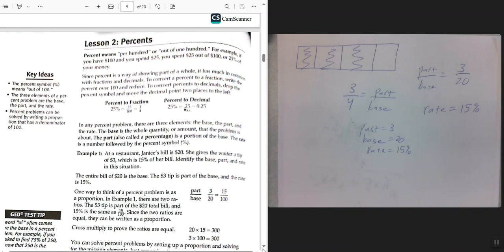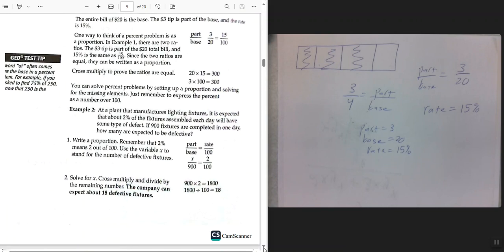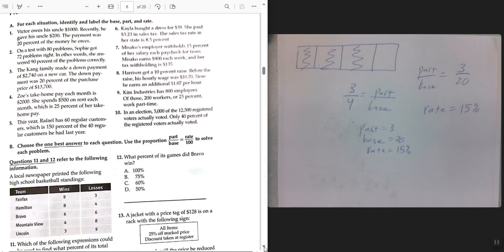Okay, now we scroll down here. They want us to basically write this problem out, but we will get to that a little later. I want to concentrate now on the problems at hand. All right, so now we look at number 1. It says for each situation, identify and label the base, the part, and the rate. All right, so I'm not going to go through every problem. I think what I want to do is just go through the even ones from 2 to 10. So we'll start off with problem number 2.